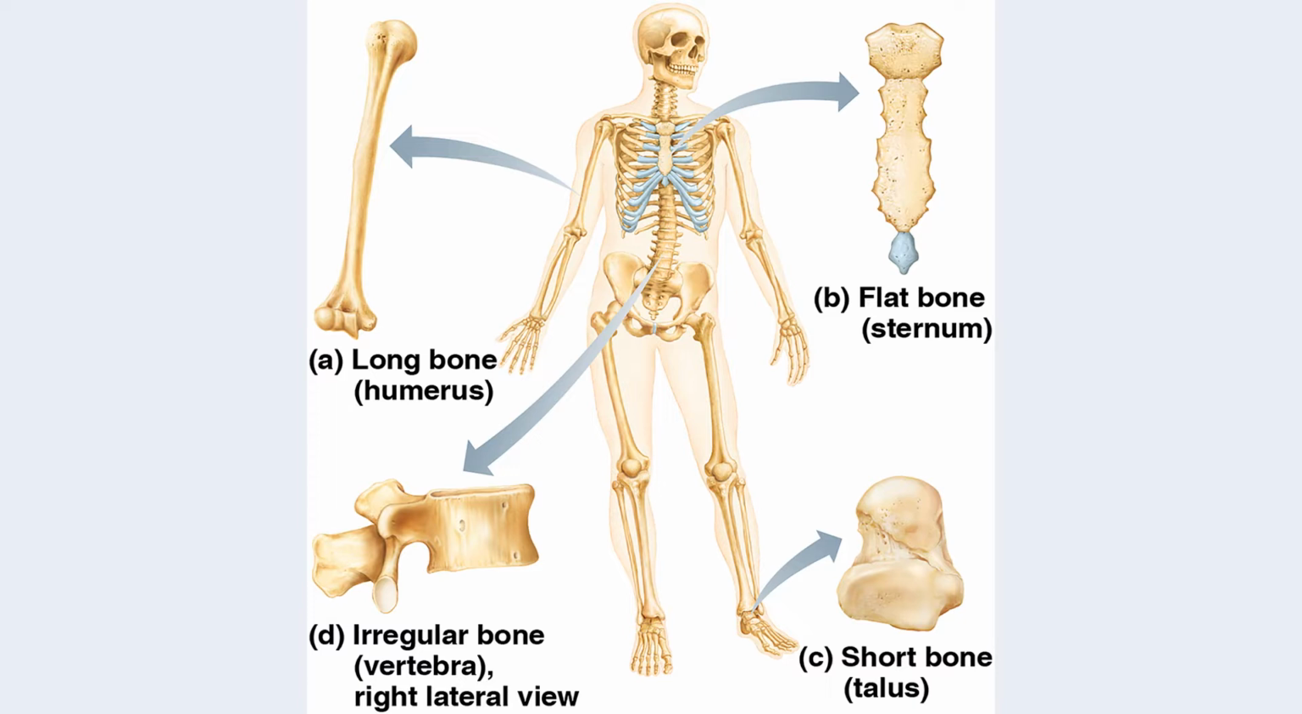sandwiching spongy bone. C, your talus, coming out of your foot ankle area, it's small, kind of cube shaped, mostly spongy, but still with that layer of compact bone. And then D is that irregular bone, that vertebrae like I was talking about. And this is just your right lateral view. But you can see that it's irregularly shaped, but again, has that compact bone with the spongy bone in the center.